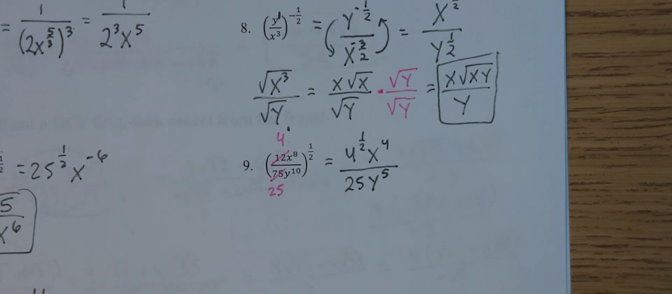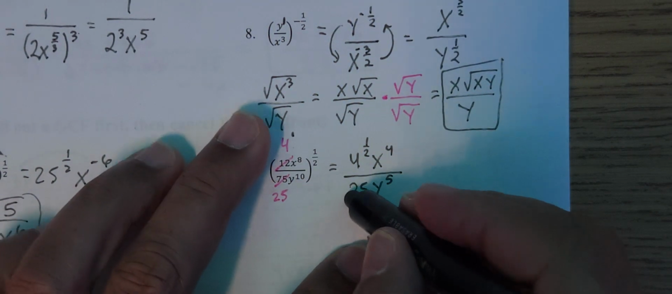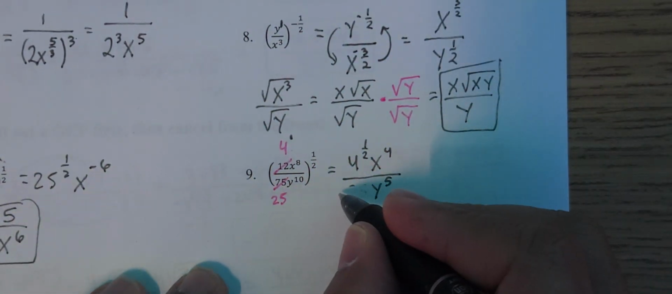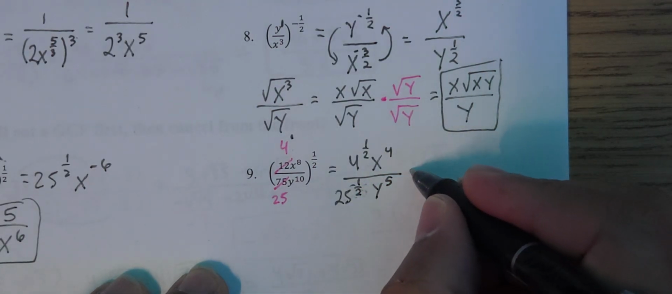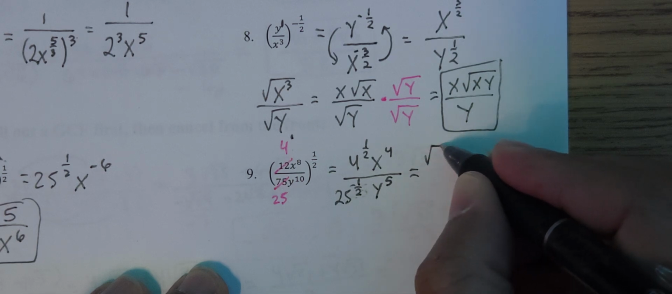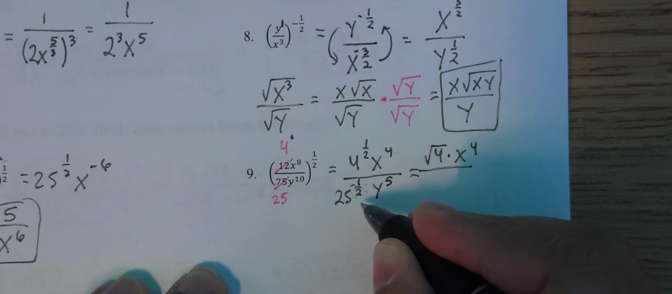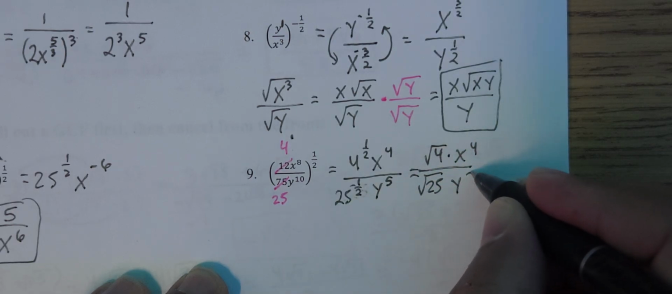I hope you follow this so far. I forgot this 25 also has a half power. Let me give myself more space because of that half power. So I still have to take the square root of 25, so it's 25 to the half power. Then I'm going to simplify. Because this 4 has a half power, that means it's the square root of 4, and then we have x to the 4th here. The denominator is the square root of 25, y to the 5th.